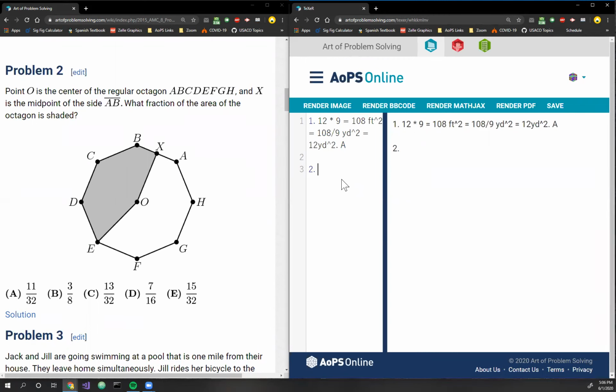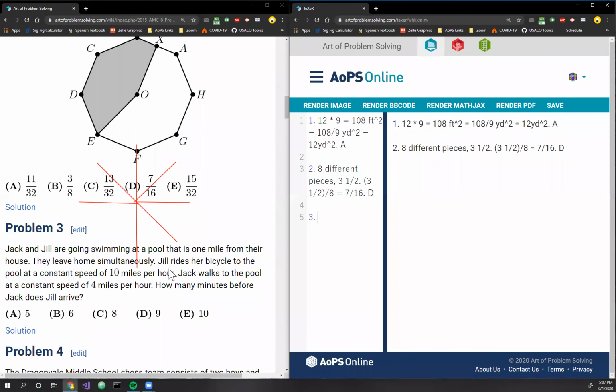D, yeah, that's correct. So the way you do it, you draw these lines like this one, this one, this one. After drawing the lines, it essentially creates 8 different pieces, and the number of pieces that are filled in is 3.5. So the answer is 3.5 over 8, which is 7 over 16. So the answer is D.